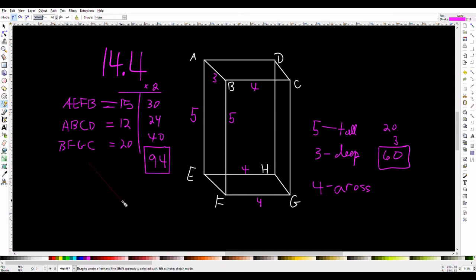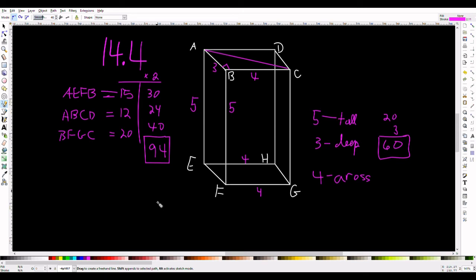Next, find AC. Now AC, we know that this is a right angle. And we know that AB is 3 and BC is 4. You could use the Pythagorean theorem, or if you already have it memorized, that 3 and 4, the hypotenuse is going to be 5. AC equals 5. So the diagonal of that face, ABCD, is 5.